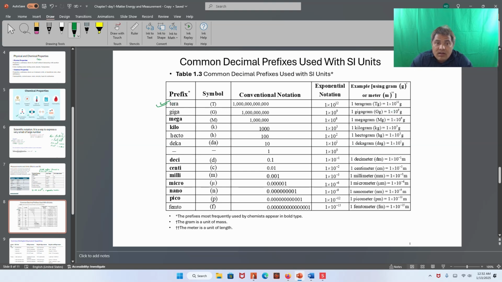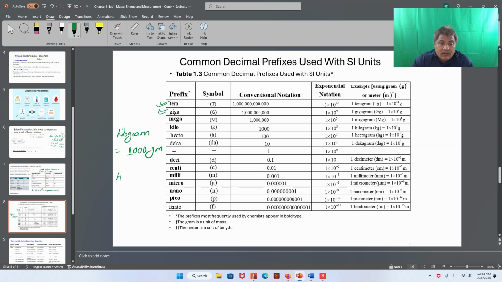That's tera. Giga is another prefix, 10 to the power 9. Mega is 10 to the 6. Kilo is 10 to the 3. That's why kilogram means 1000 grams. So that's for kilo. And then hecto means 100, as in hectogram.